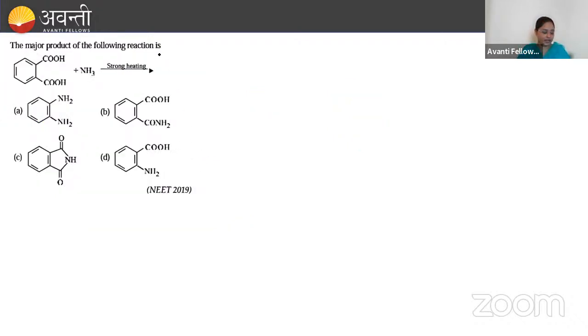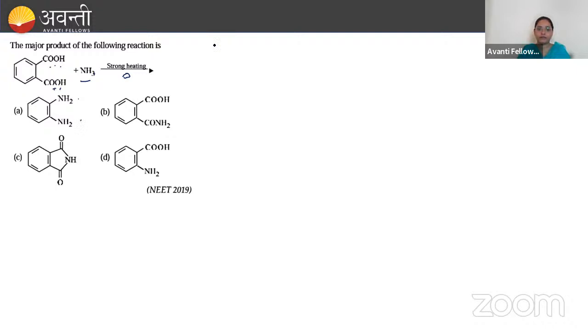Now next question. Major product of the following reaction is. So what is the major product here? Both COOH are present, ammonia is present. I have told you, when there is an acid and ammonia and heating is given, there will be formation of amide. But here two acids are present, right? There are two acids present and NH3 is given. So what is going to form? Here two amine groups get attached, okay?